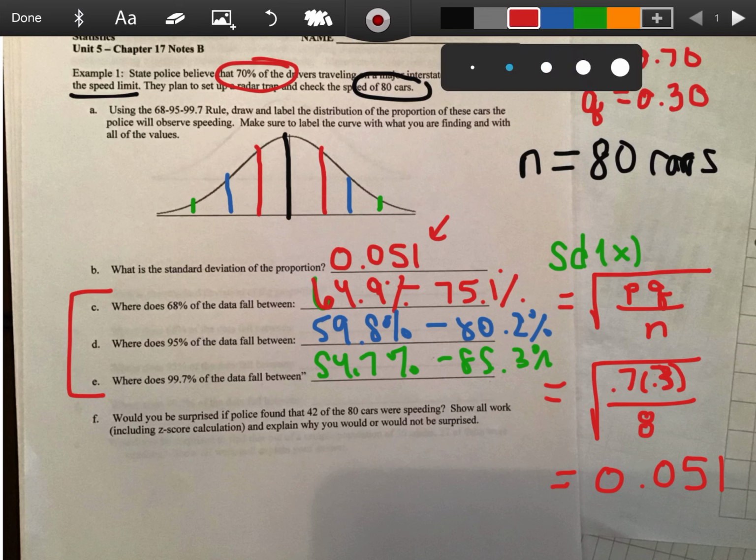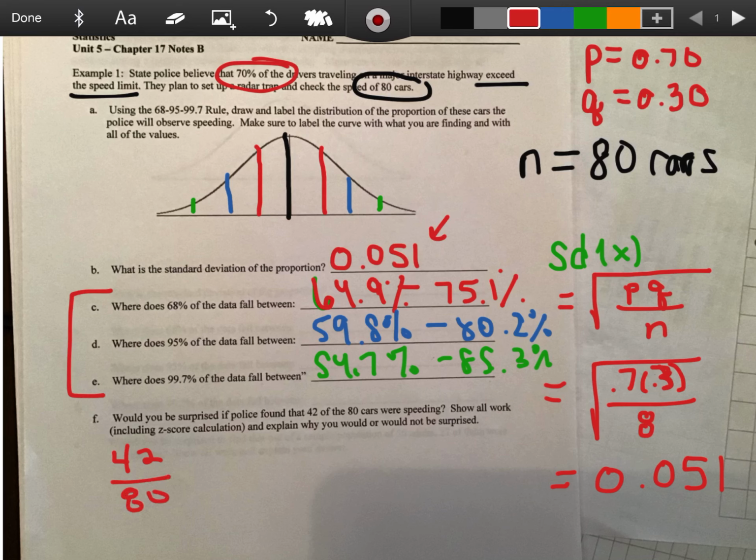Now the last and final question here is, would you be surprised if police found that 42 out of 80 cars were speeding? So let's figure that out. This is going to be my P hat. 42 out of 80. And you can't just say, yep, I'd be surprised. You got to show me your calculations. So this is 0.525.